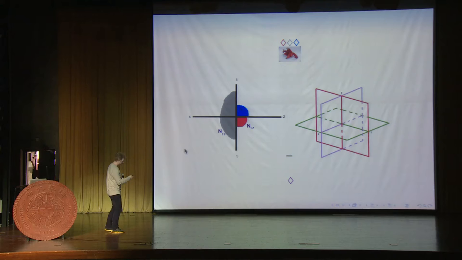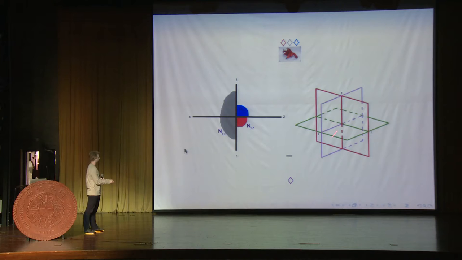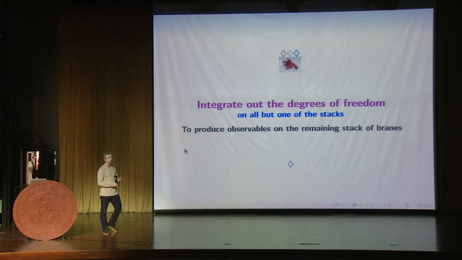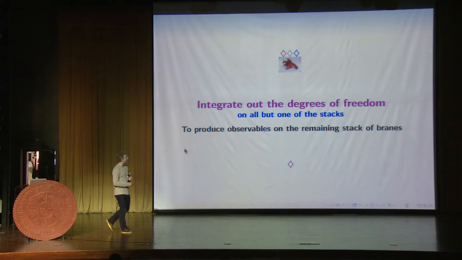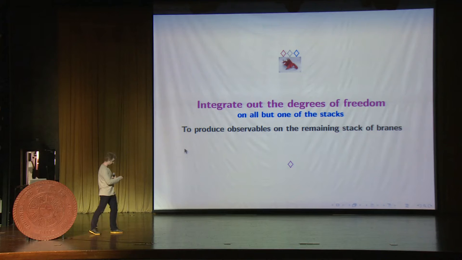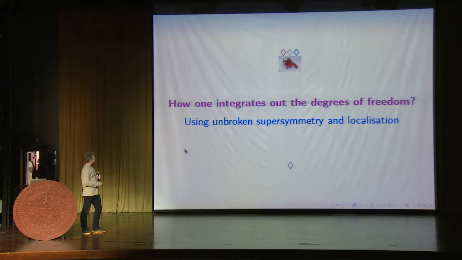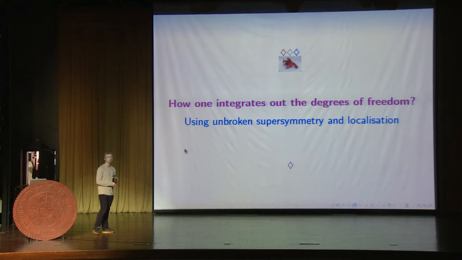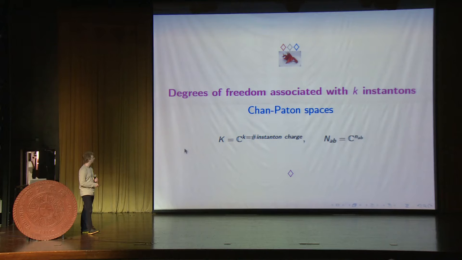So this picture, which I start with three stacks of branes intersecting in C3, will correspond to this picture in this way. So the idea is now: suppose you somehow manage to integrate out all degrees of freedom on all stacks of branes except for one, then you will generate some interaction in your original theory, or in the physical theory, which will be either localized at a point or spread as a surface defect. One integrates the degrees of freedom using supersymmetry and localization. These stacks were chosen carefully so as to preserve some fraction of supersymmetry, and so one could use exact supersymmetric computations to evaluate these integrals.